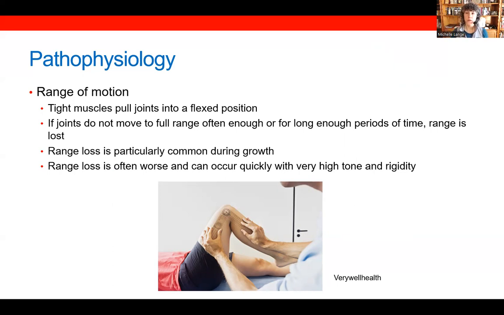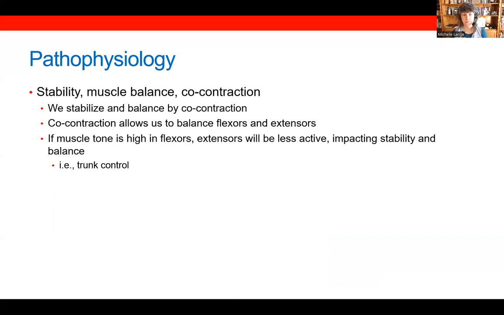So throughout their 24/7, we have someone who's in positions where certain muscles become shortened and we lose full range of motion. So if the joints do not move to full range often enough or for long enough periods of time, range is lost. It's particularly common that this occur during growth, and range loss is often worse and can occur very quickly if someone has very high muscle tone and rigidity.